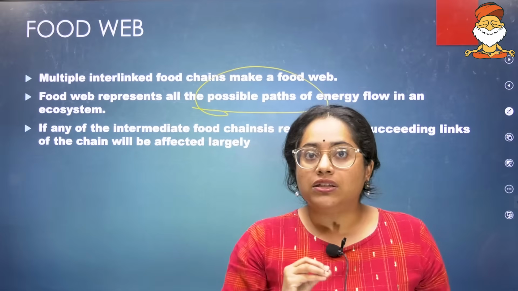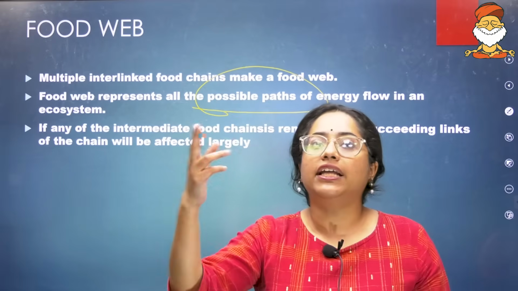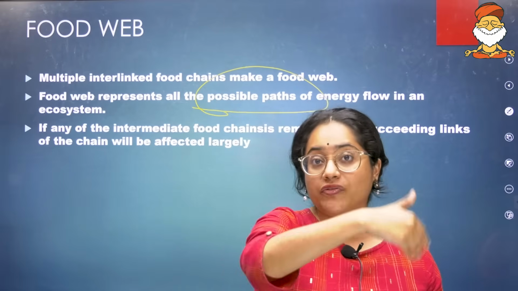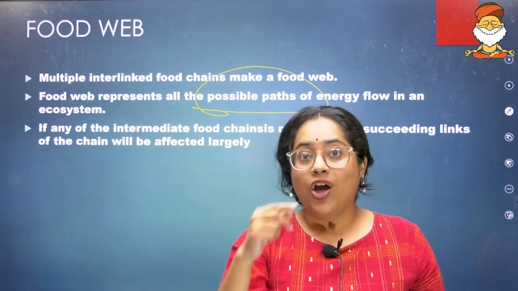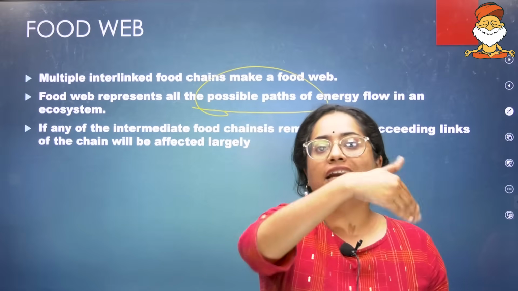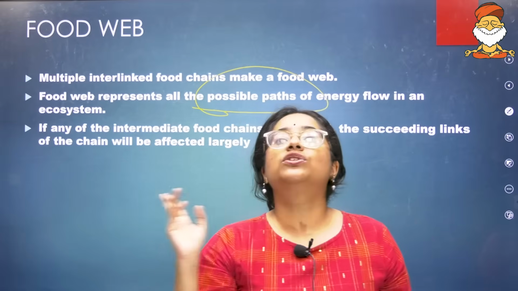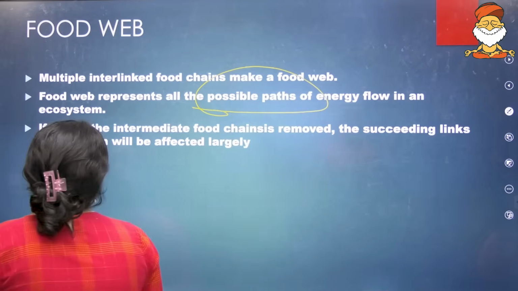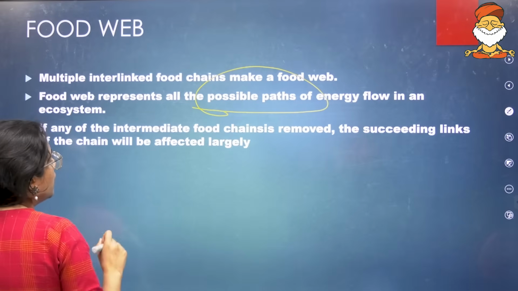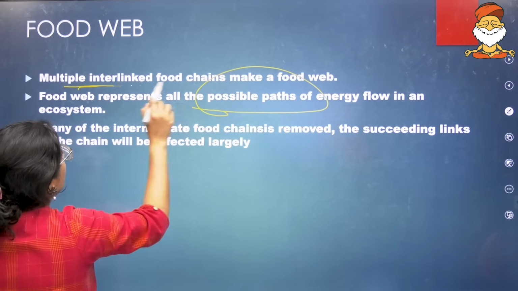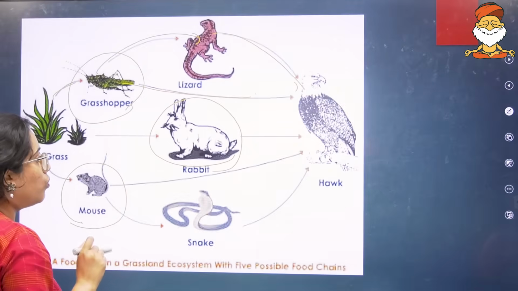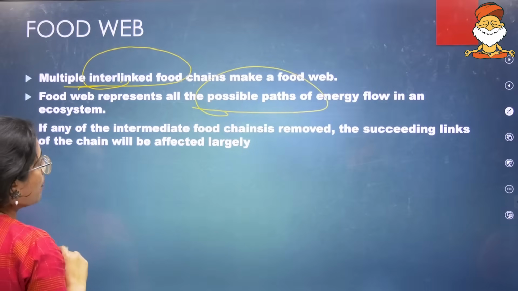But the point is, it's the possibility of what all pathways are possible, or whatever food chains are possible over there. Food chains means what? The energy transfer that is possible. This is what we try to represent in a food web, which means that this food web is multiple interlinked food chains that make a food web. This is what is happening over here.